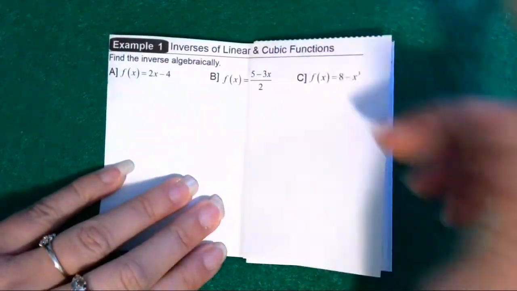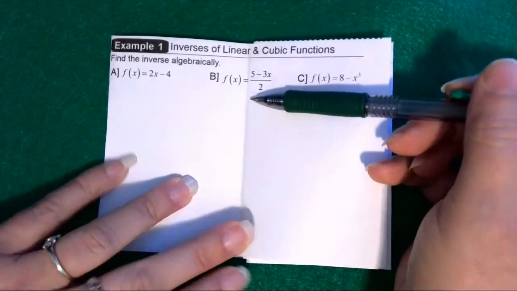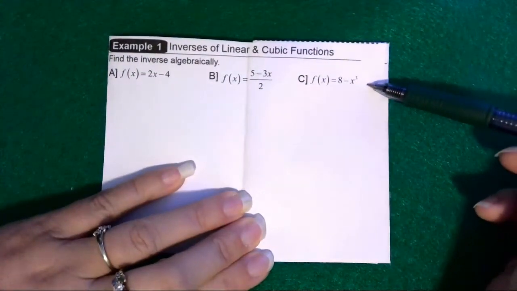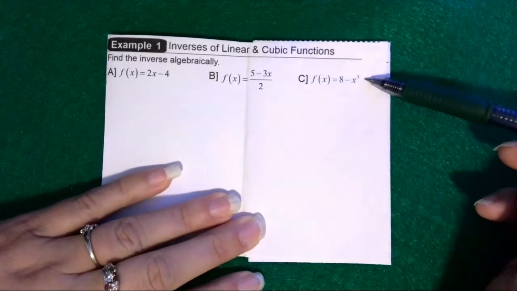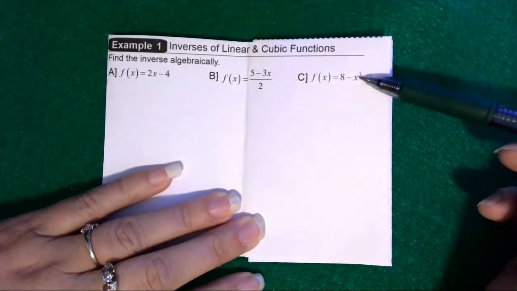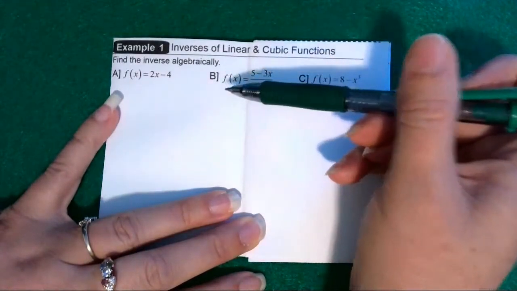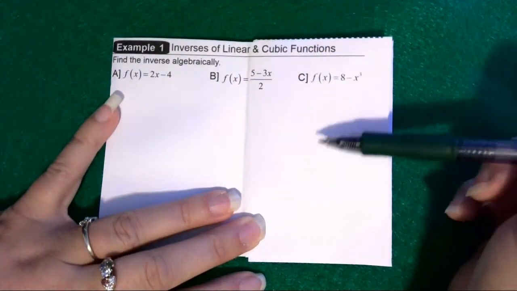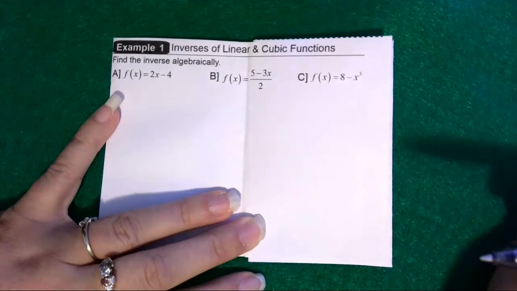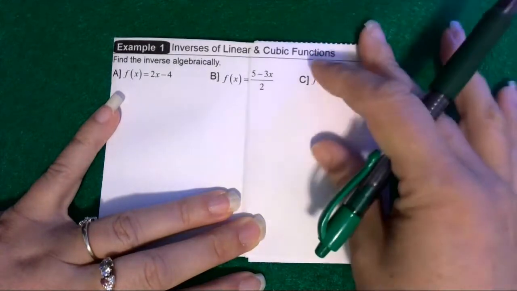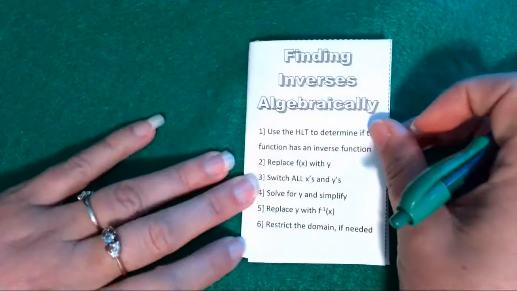When we're looking at linear, these two are linear, or this one, example C, which is a cubic function, the parent graphs for linear are diagonal lines. The cubic is that vertical wiggle, and they all pass the horizontal line test. So no worries about step number 1.